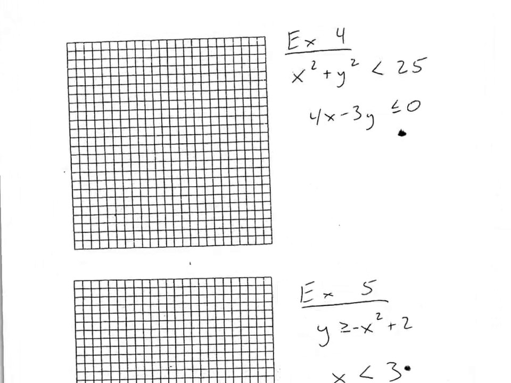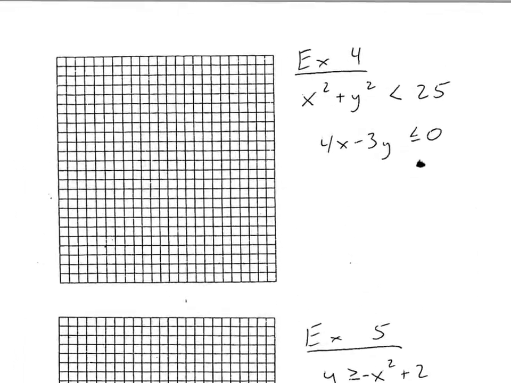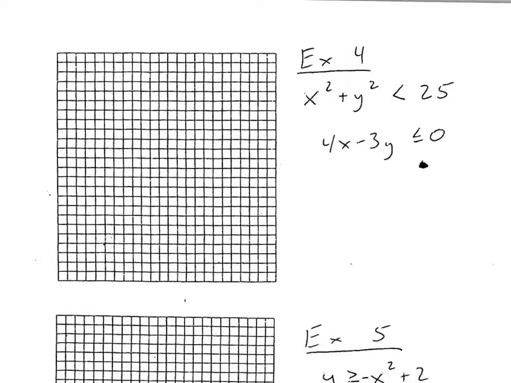So again, I look at this first one, and I have to identify what type of equation that is, and that is the equation of a circle. So this is going to have center at 0, 0, and radius of 5. So I'm going to go 5 in all directions from the origin. 1, 2, 3, 4, 5.